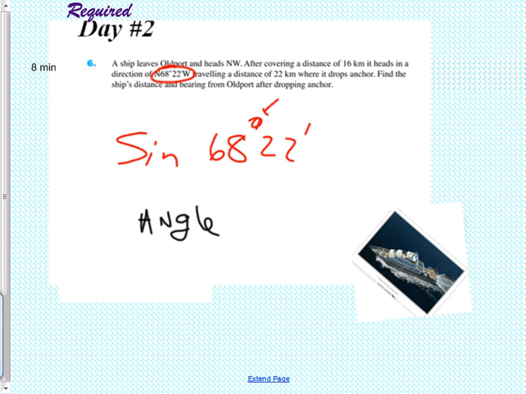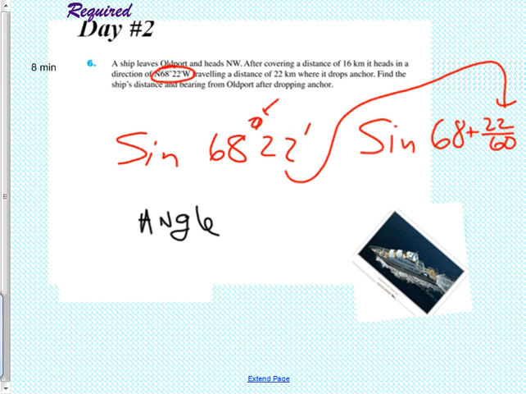That would be the exact same thing as if we had said sine of 68 and 22/60ths, because that's what they are. They're degrees, except divided by 60. So 22 minutes means 22/60ths of a degree. Are there questions about that?